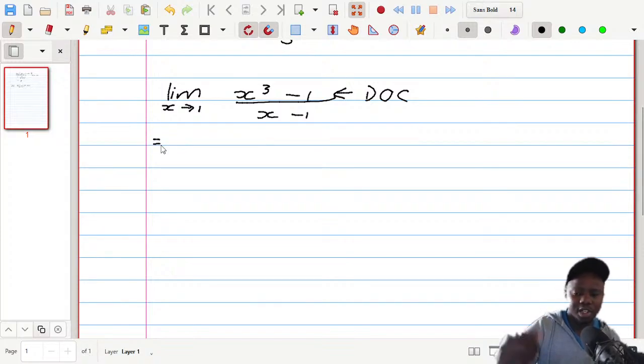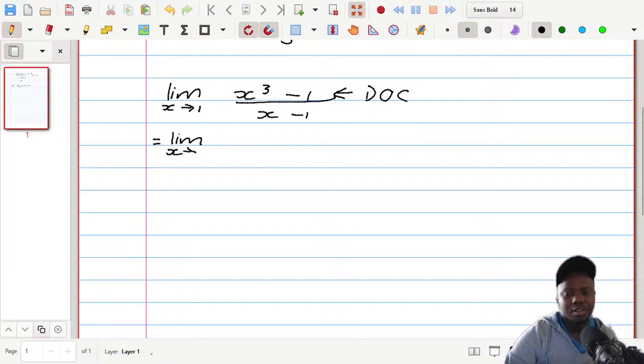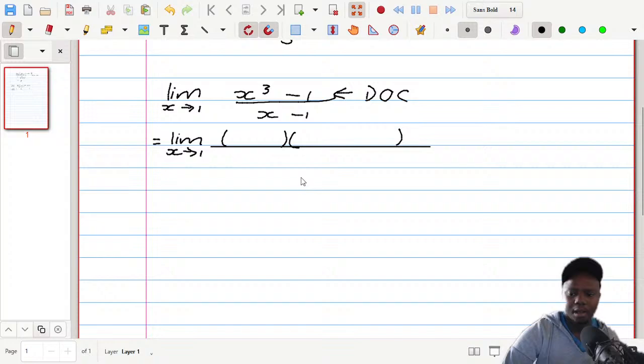Now, since I'm not yet substituting x equals 1, I need to keep my limit sign there. So the limit as x approaches 1. Then I'm going to open two brackets. And all of this will be divided by our x minus 1. Now to factorize the difference of two cubes, what we know is because this is a negative sign, in our brackets we're going to have negative, positive, and positive.